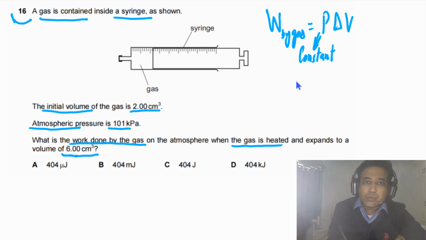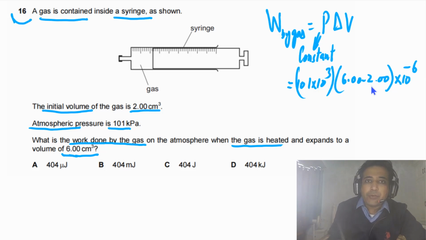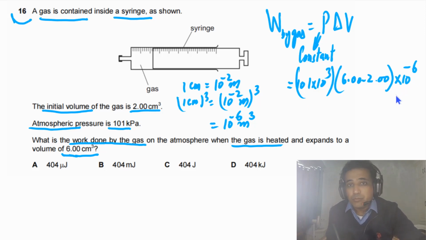But at AS level, most of the time you can simply use work done is equal to P times delta V. So we have the value of P, that is 101 times 10 to 3 pascals, and we have change in volume, that is 6.00 minus 2.00, and this is multiplied by 10 to minus 6 because we have to convert the unit into SI unit. 1 centimeter is equal to 10 to minus 2 meters, and 1 centimeter cube will be equal to 10 to minus 2, and you have to take cube on this side as well, so this will be equal to 10 to minus 6 meters cube. That's the reason we multiply with 10 to minus 6.